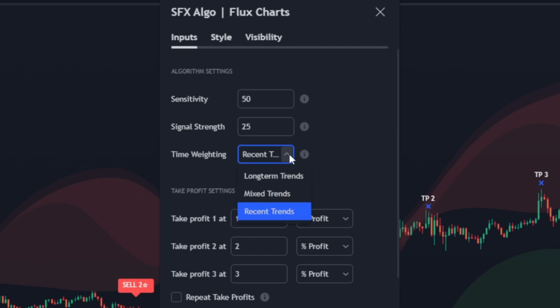The time weighting allows you to select how much of the market data you want to be used while generating the signals, with long-term trends relying more on the past data, recent trends focusing on the recent price movements, and the mixed trends combining both. It is important to align all of these settings according to your trading style.